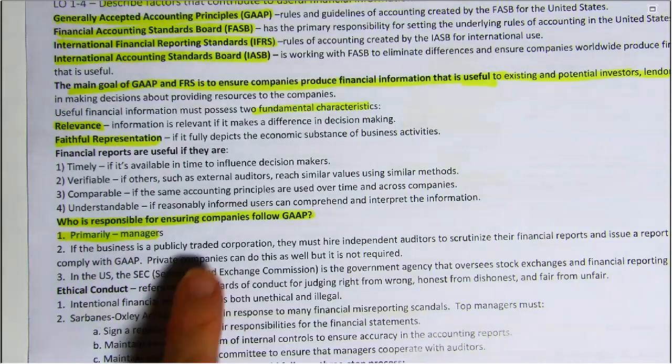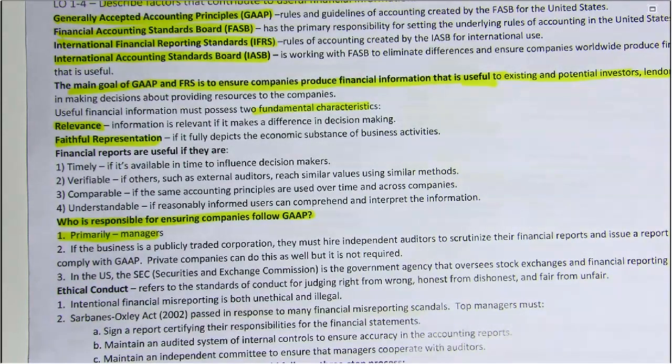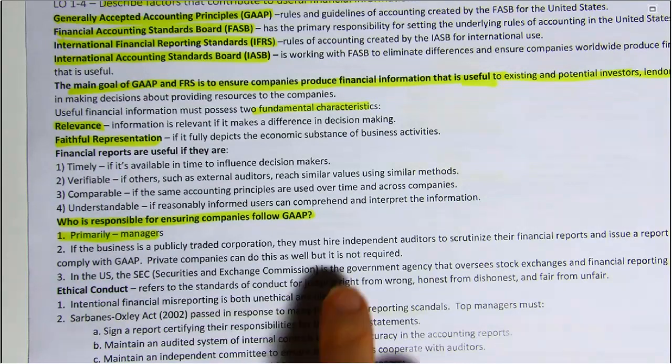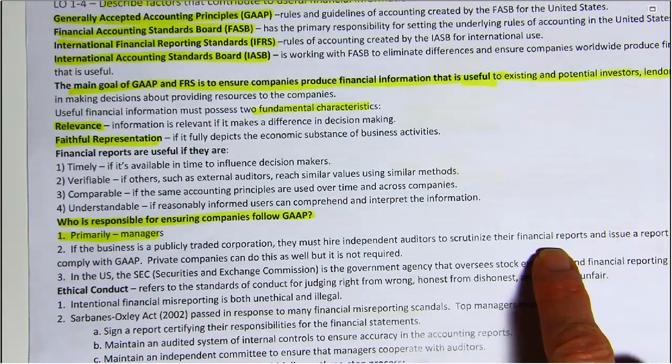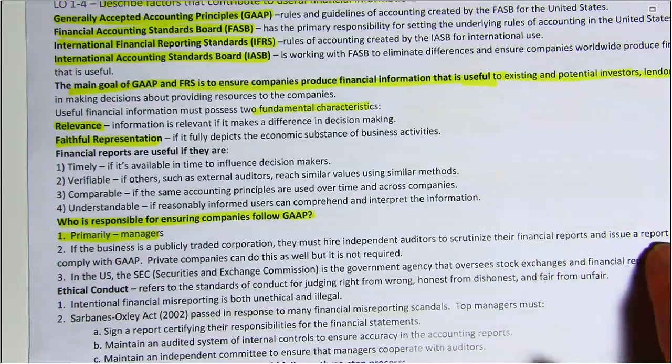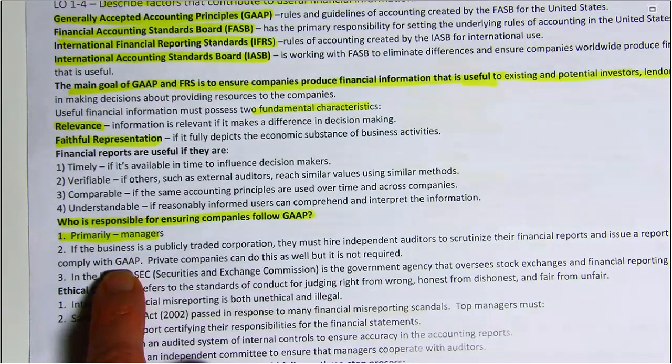And if the business is a publicly traded corporation, which means that they've decided to sell their stock on the public exchanges, then remember they're responsible for following all the laws and rules established by the Securities and Exchange Commission. And one of those rules is that they have to hire independent auditors to scrutinize their financial statements and then issue a report as to whether or not they're following generally accepted accounting principles.